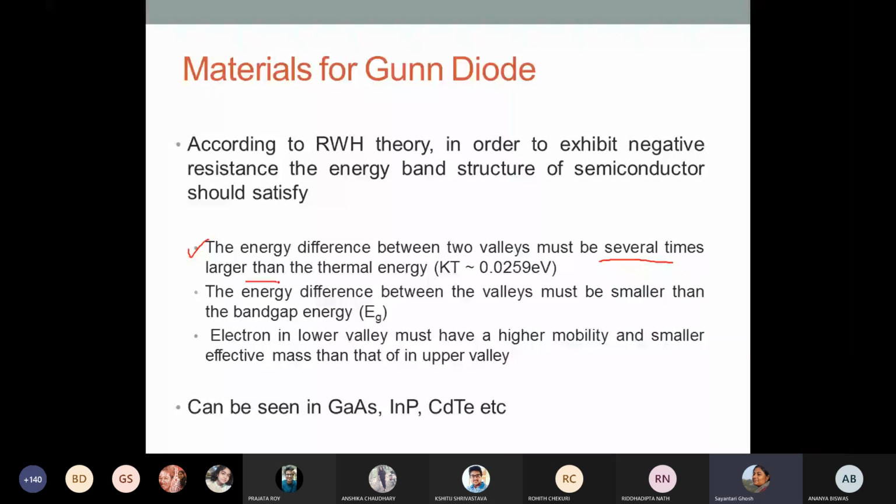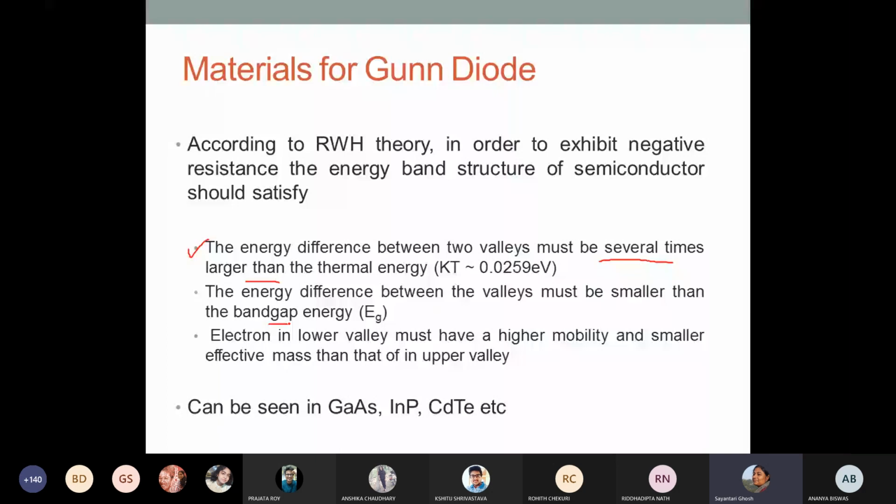So the energy difference must not be very, very high. The energy difference between two consecutive valleys, the lowest one and the upper one, has to be several times larger than the thermal energy. The energy difference between the two valleys must be smaller than the band gap energy.